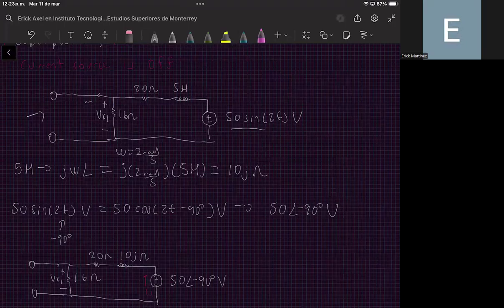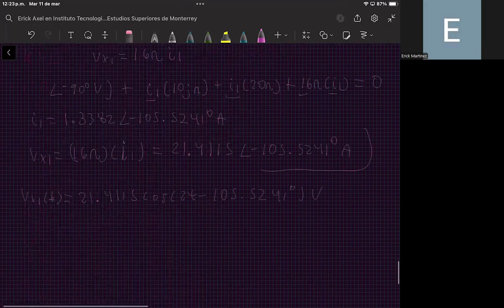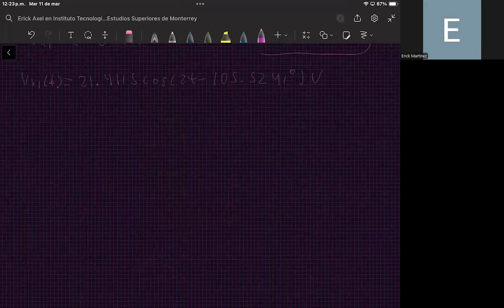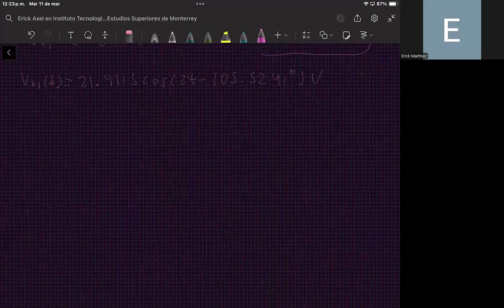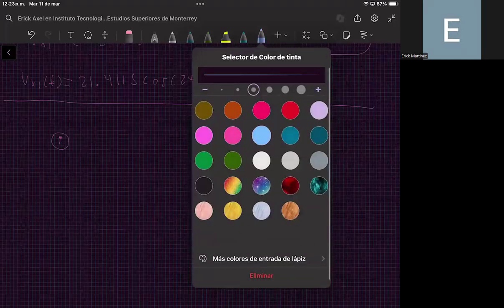Now we need to do the same for the current source, and we will assume that the voltage source is turned off. So if we rewrite the circuit again, we can rewrite the circuit as follows. Now we will have that this current source is on.